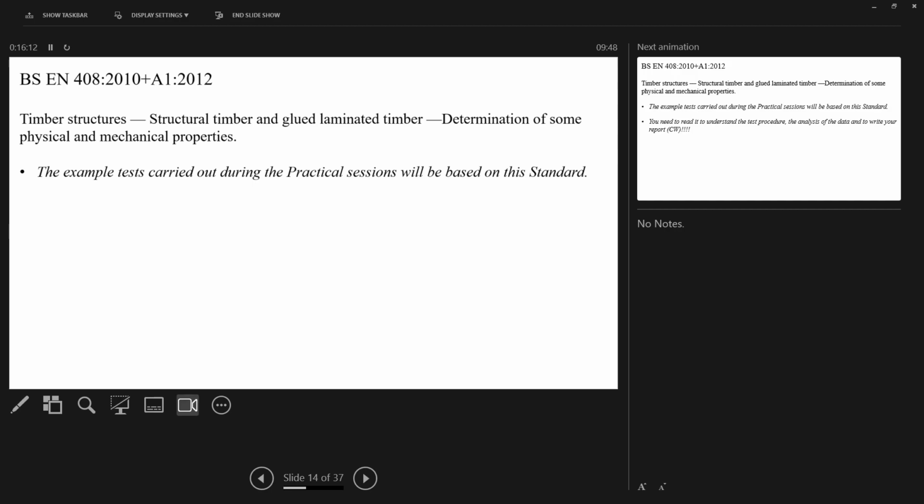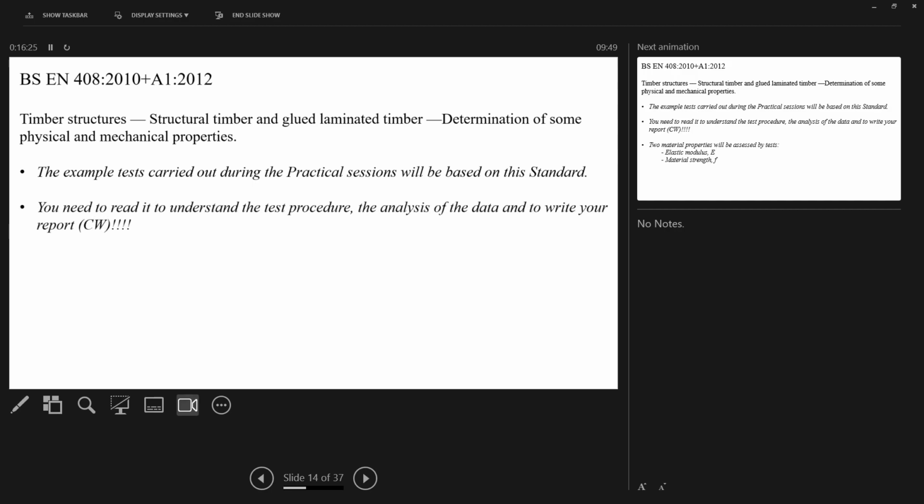So when we're doing our sessions, we'll be doing them in line with BS EN 408, the standard here. So you're going to download that document. I'll show you what it is in a minute or two. You'll need to read it to understand the test procedure. So there's no point us doing the test today, because you'll need to go home and actually read that standard, or at least read the part in the standard relevant to next week's test.